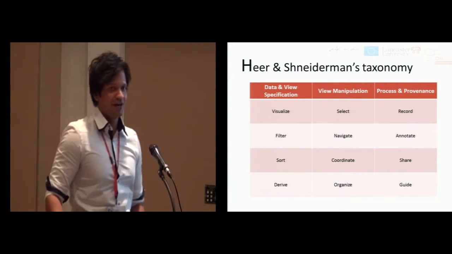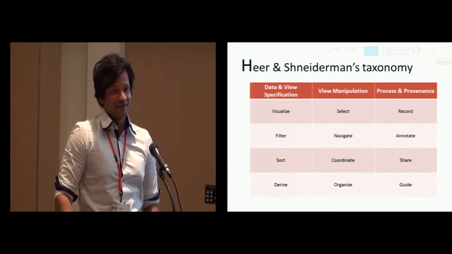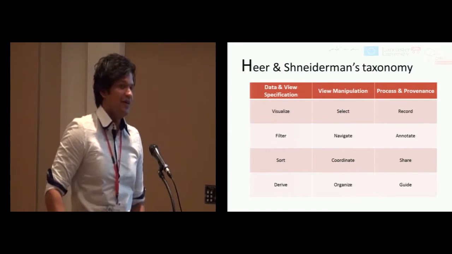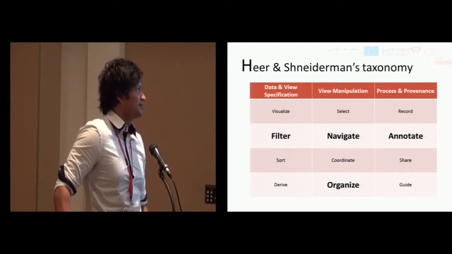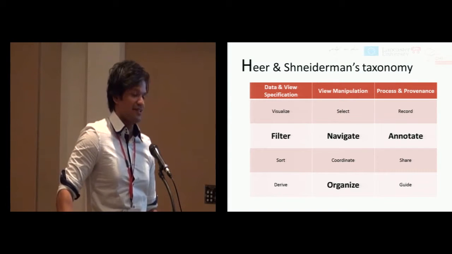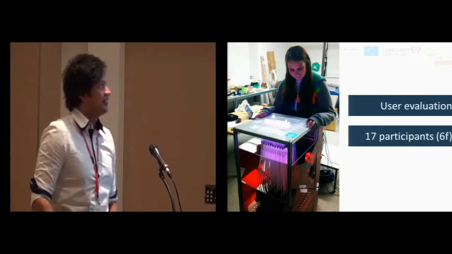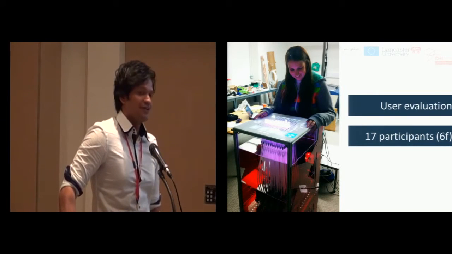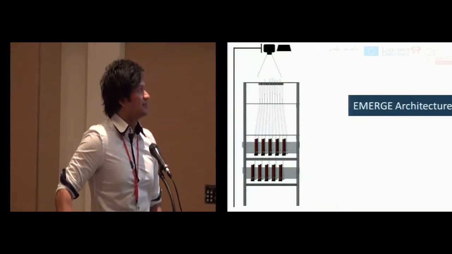But we don't really know how people might want to interact with the physically dynamic bar chart, so we need to start somewhere. So we picked the fundamental tasks from this taxonomy. These are filtering, navigation, annotation, and organization. And we developed techniques for these tasks. We carried out a user evaluation with 17 participants.